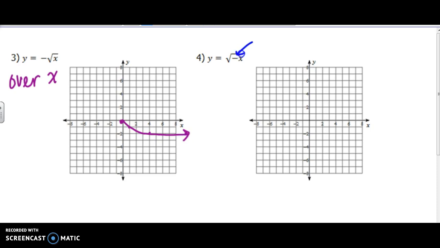This one is the first one that we've seen that is a reflection over y. The negative is on the x, so that's going to reflect it over the y-axis. So we're going to start at the origin, and then go left 1, up 1, left 4, up 2, left 9, up 3. So this is what square root looks like when it's reflected over the y-axis.